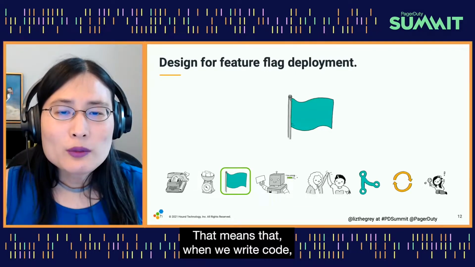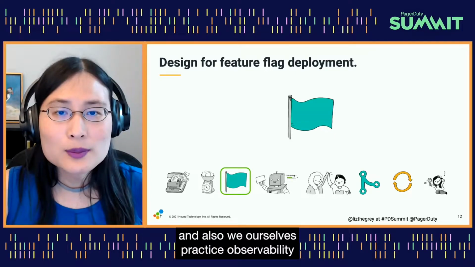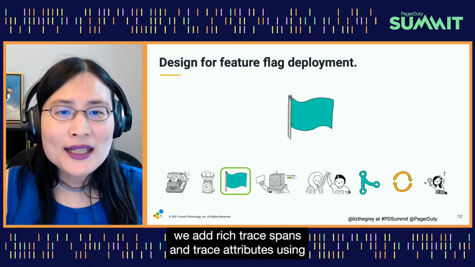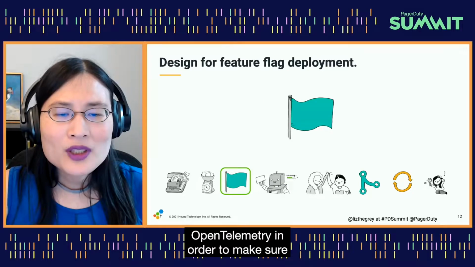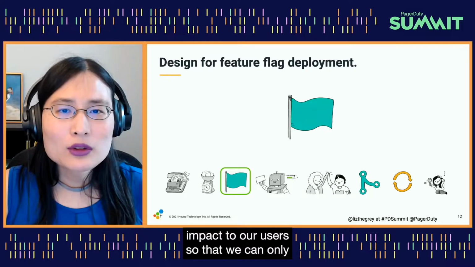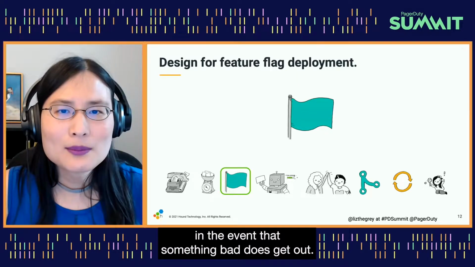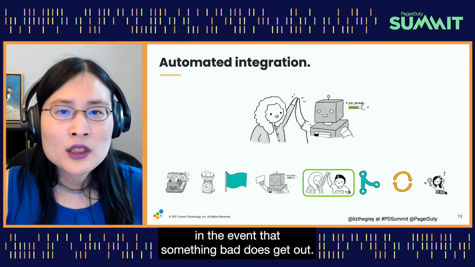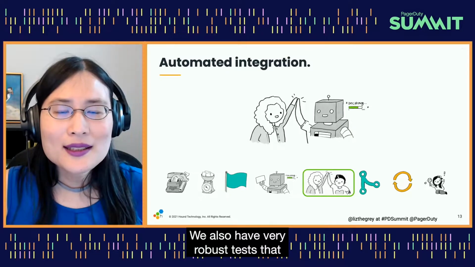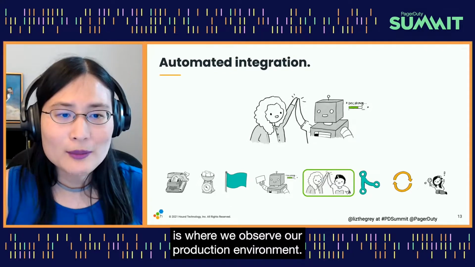That means that when we write code, we build feature flags around it, and also we ourselves practice observability. We add rich trace spans and trace attributes using OpenTelemetry in order to make sure that we can understand what feature flags are causing impact to our users, so that we can only break a small fraction of them at a time in the event that something bad does get out. We also have very robust tests that verify that everything is safe to roll out to at least our dogfood environment, which is where we observe our production environment.